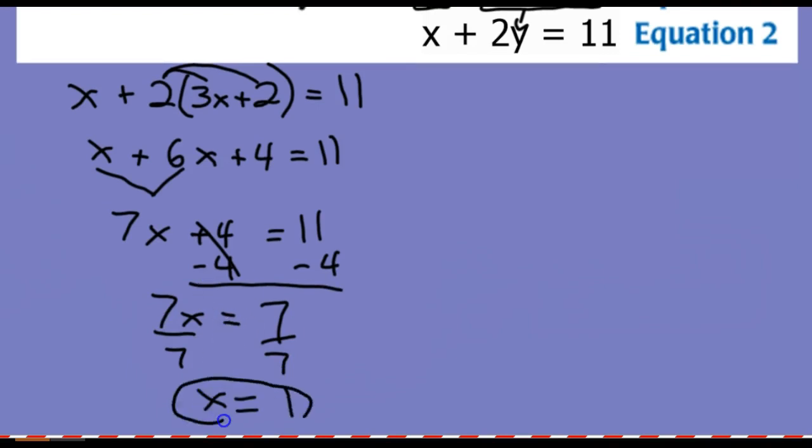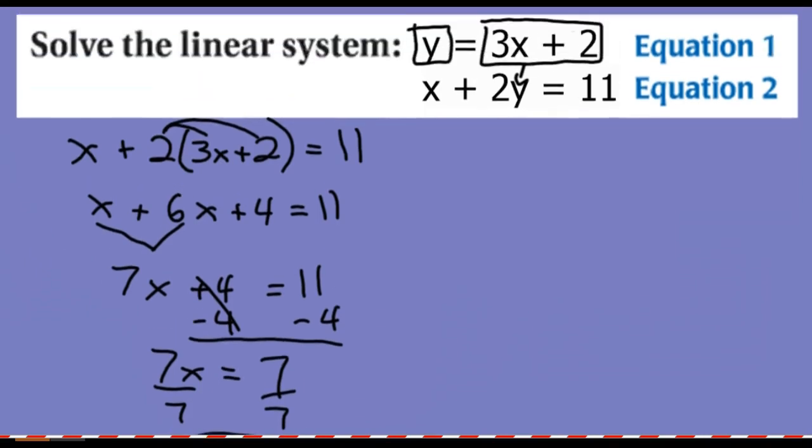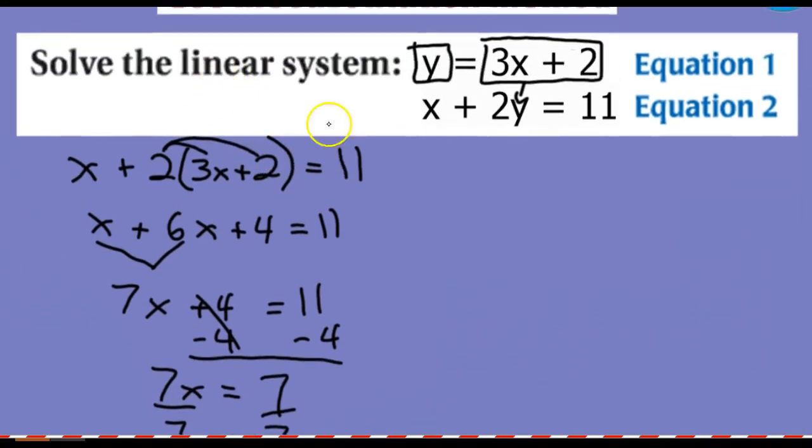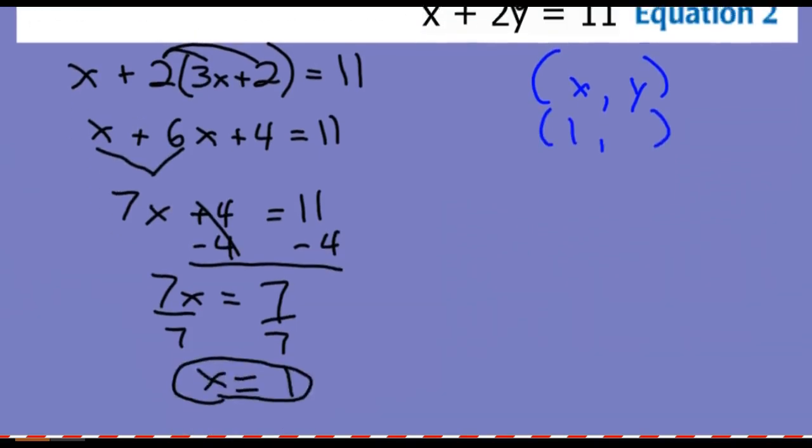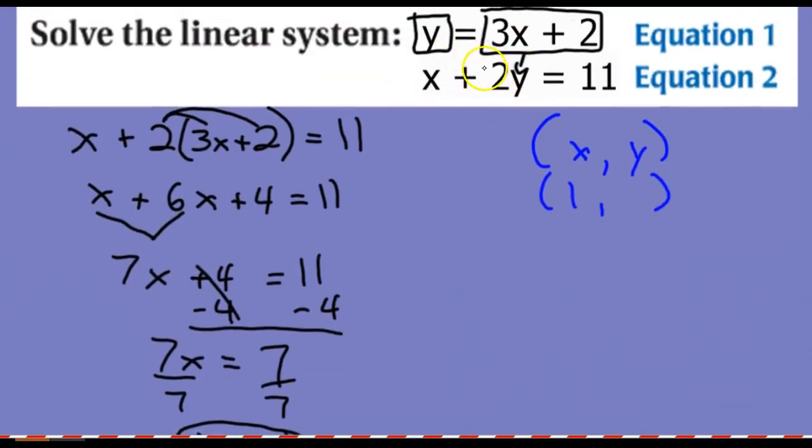Now, we know what x is. Now, this isn't the solution to the linear system. Remember, a solution always has to have an x and a y ordered pair. We know that x equals 1. We don't know what y equals yet. So what we got to do is take that x equals 1 and put it into our equation. This one already has y by itself, so I would put this 1 into this equation, equation 1.